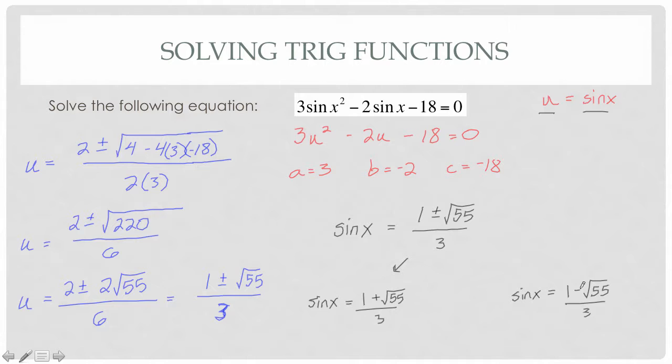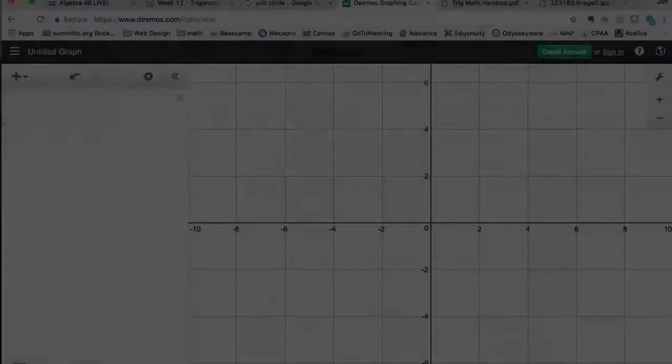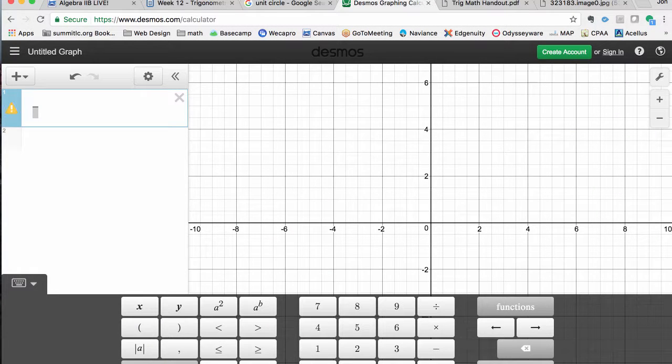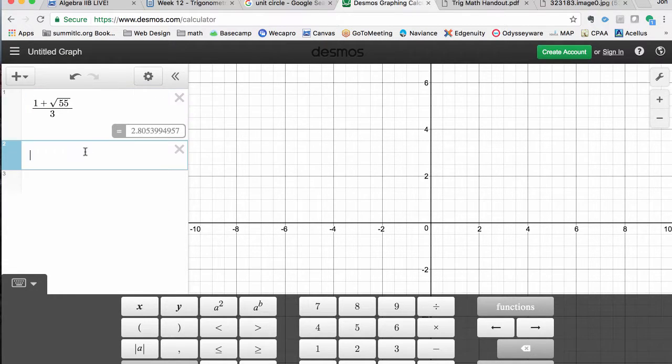Well, to solve both of these, again, I'm going to use sine inverse, but let's simplify what all this stuff is first. So I'm going to pull out my Desmos calculator and simplify what I got in my radicals, change it into approximately what it is as a decimal. All right, here I am. So we've got 1 plus square root of 55 over 3, and we've got 1 minus the square root of 55 over 3.